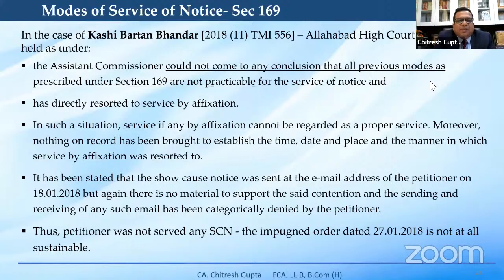Moreover, nothing on record has been brought to establish the time, date, place, and manner in which service by affixation was resorted to. It has been stated that the show cause notice was sent to the email address of the petitioner on 18 January 2018. But again, there is no material to support the said contention, and the sending and receiving of such email has been categorically denied by the petitioner. Thus, the petitioner was not served any SCN. So, basically, the order passed on the basis of this SCN has also been quashed.